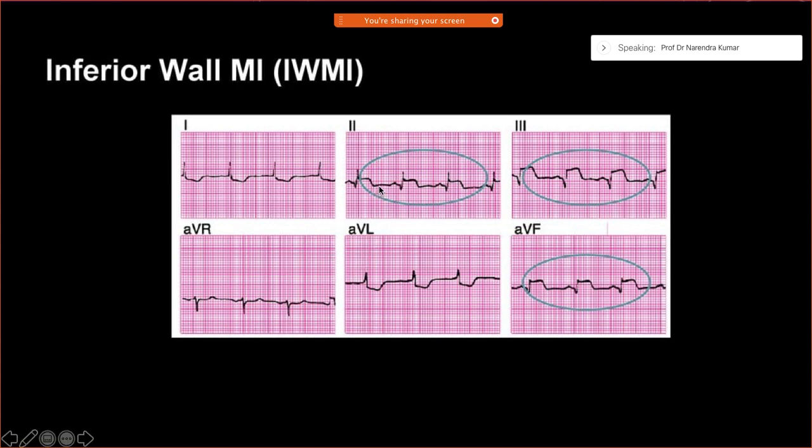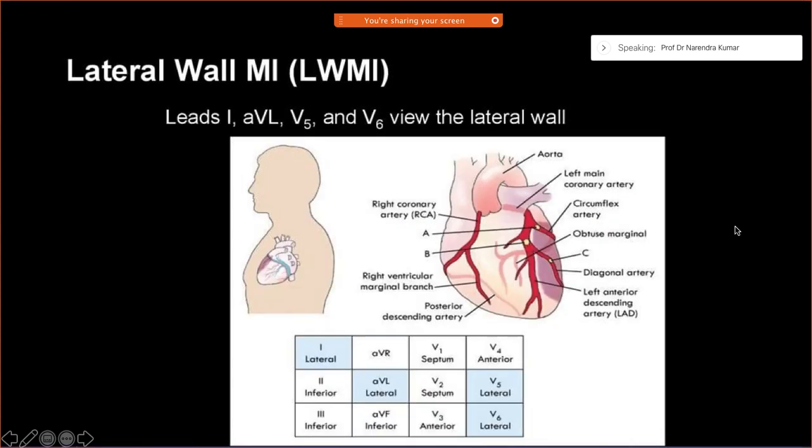Over here, let me show you how you can predict without seeing the angiography. This is the typical ECG of 2, 3, and aVF, and ST elevation is there, so yes, inferior wall MI is there. However, if you look carefully, the ST elevation in lead 3 is more than lead 2. So it is possibly RCA, and if it is vice versa, it will be LCX. I hope I'm clear. This is how you differentiate the possible site of occlusion, LCX versus RCA.